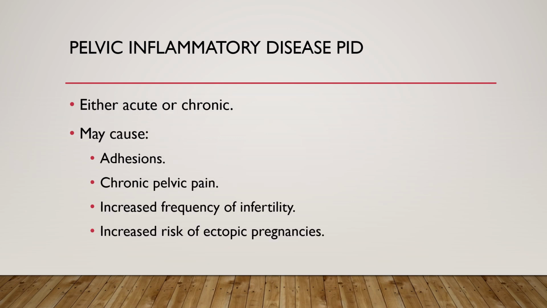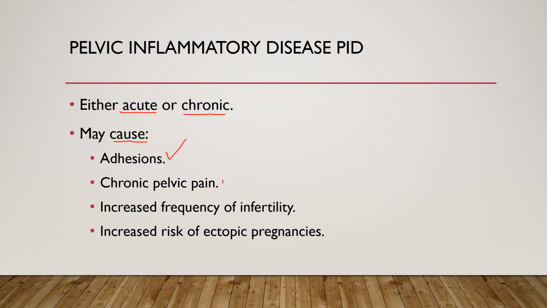Pelvic inflammatory disease can be either acute or chronic. Acute means it comes on suddenly or severely. Chronic is an ongoing condition. So the PID can actually cause a lot of problems. One of them is adhesions. Adhesions are like scarring, but those scars actually can bind organs together and cause those organs to function abnormally or actually cut off things like blood supply. So adhesions are bad. They can occur secondary to trauma, secondary to surgery, or secondary to infection.